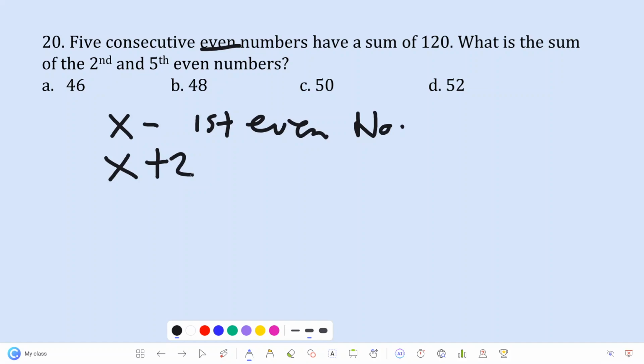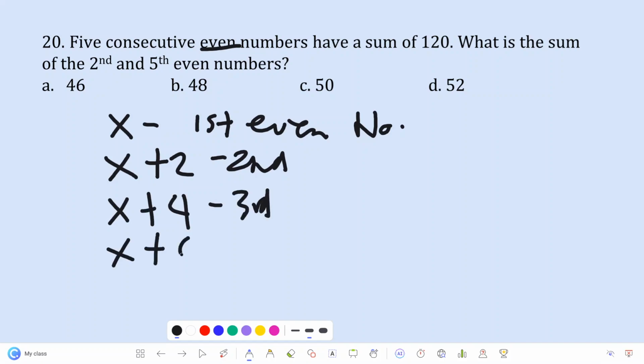Dahil ang x ang first even mo, ano ba ang difference ng mga even numbers? So, halimbawa, ang unang even is 2. So, ang pangalawa is 2 plus 2, 4. So, that's x plus 2. This is second. Ano yung third? So, ang third ay x plus 4. Ito yung third. X plus 6. Ito yung fourth. And x plus 8. Ito yung fifth even number.